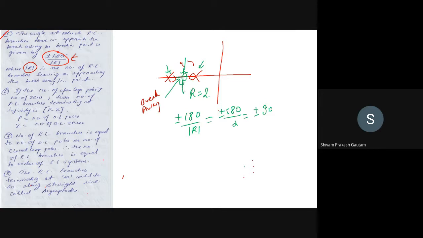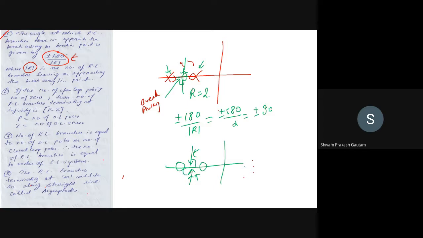A similar case will be for the break in point. In the break in point, just the opposite of the breakaway point, we are having two zeros here. And how the root locus branches will approach this real axis will be given by plus minus 180 by r, where r will again be the number of branches approaching that break in point. So how many branches are approaching this break in point? At this point there are two branches, so again it will be plus minus 90 degrees, right?